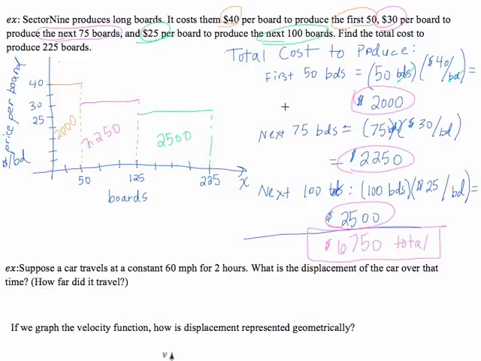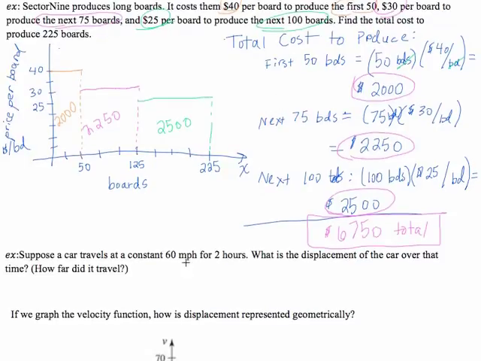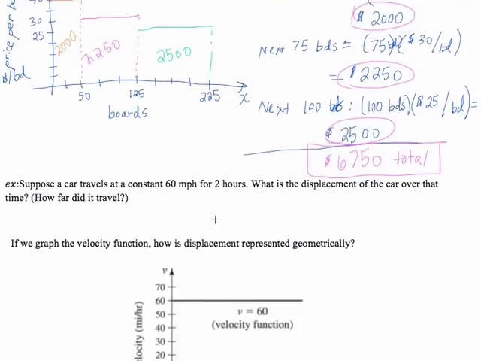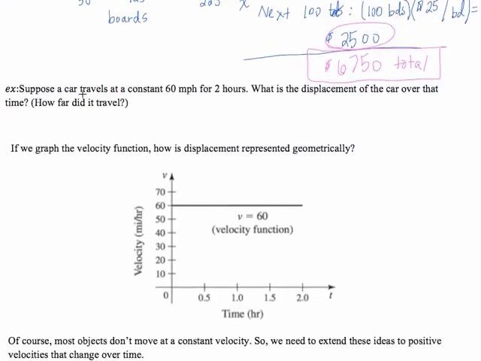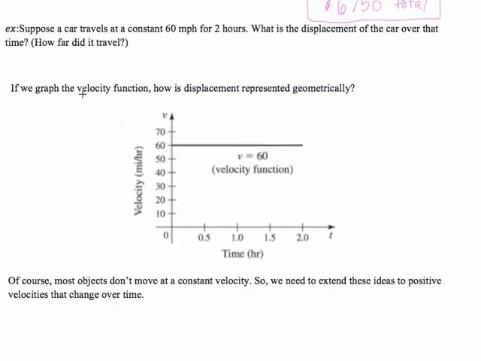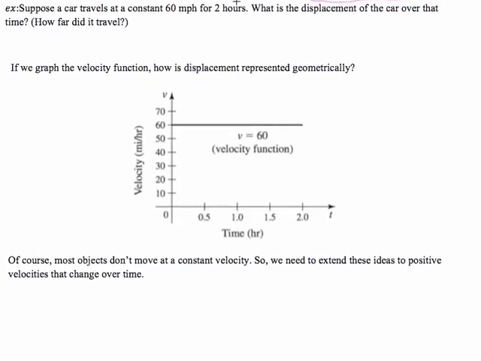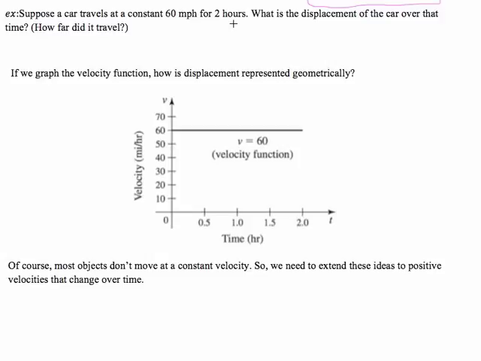Okay, next let's look at a different application which involves velocity and displacement. This is something that you can relate to as being a person who has ridden in a car, or even better yet, hopefully you have driven a car. So suppose a car travels at a constant 60 miles an hour for 2 hours. What is the displacement of the car over that time? Meaning, how far did it travel? If your speed is 60 miles per hour, and you travel for a total of 2 hours, you've gone 60 miles in each of those 2 hours. So you've traveled 120 miles.